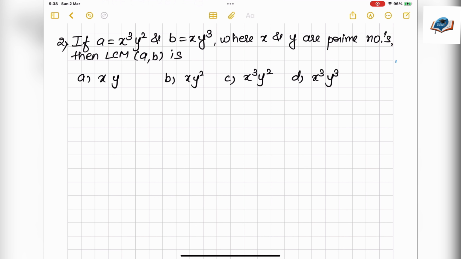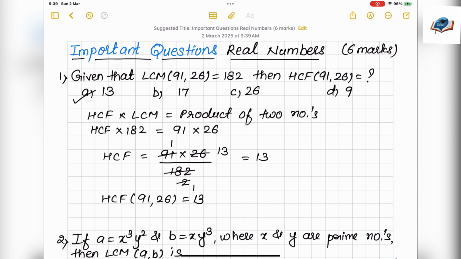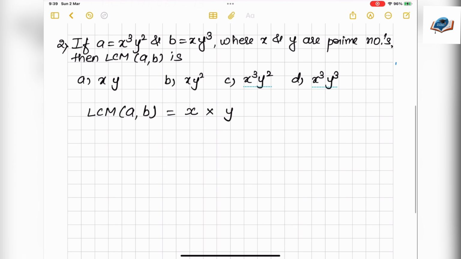Now the second MCQ is: if A equals x cube y square, B equals x y cube, where x and y are prime numbers, then LCM. So see, for LCM there was a shortcut key. LCM of A comma B equals whatever factors are there, I will write first x into y, and now the highest power. So x highest power is 3, and y highest power is 3. So LCM of A comma B will be x cube y cube.